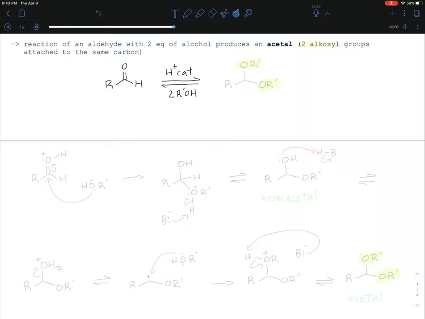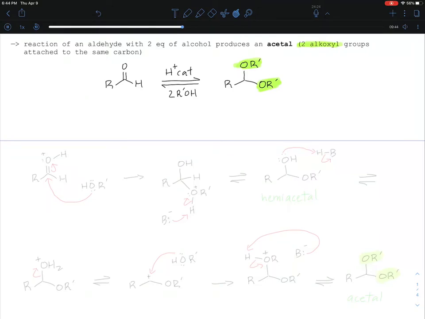What do I get? Well, you can imagine I'm going to add this group again, and I'll end up with two alkoxyl groups. So, two alkoxyl groups are going to be added to the same carbon with two equivalents of that alcohol. What's going to happen here? This is just going to be an extra proton shuffle, right? We're going to eliminate some water. Let me draw the mechanism down here.